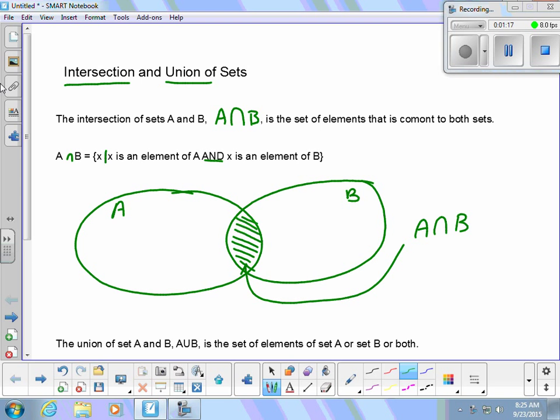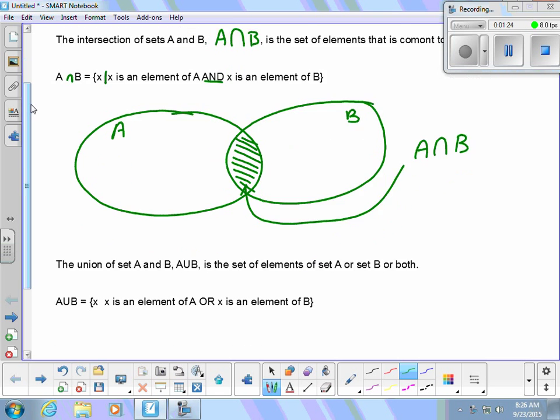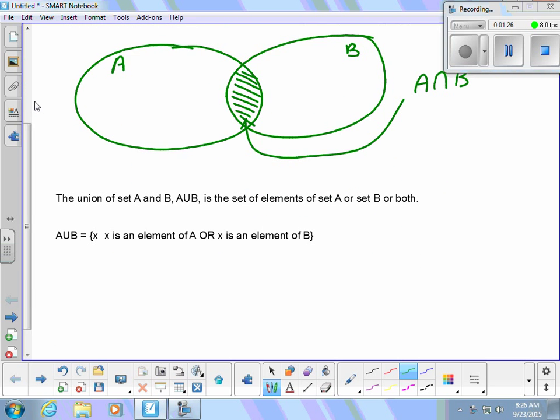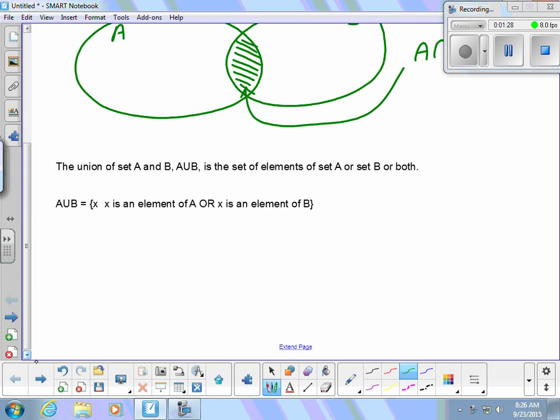Okay, so the union of sets. The union of set A and B, A union B, is the set of elements of A or set B or both, okay? And it can be written as A union B equals the set of x such that x is an element of A or x is an element of B.